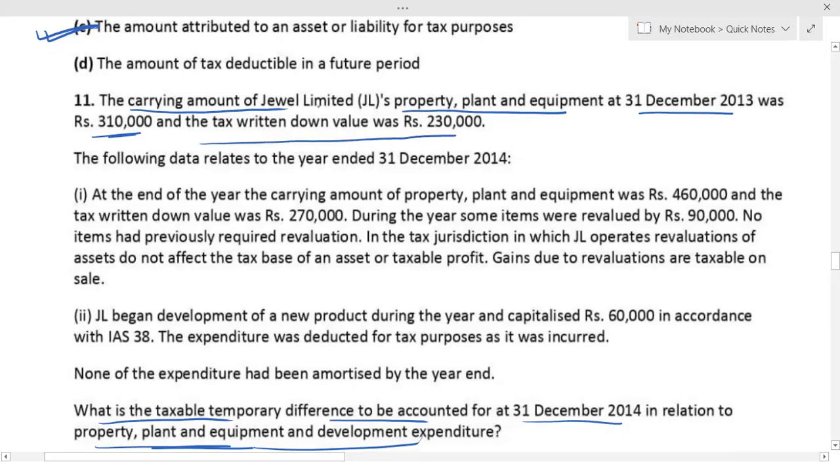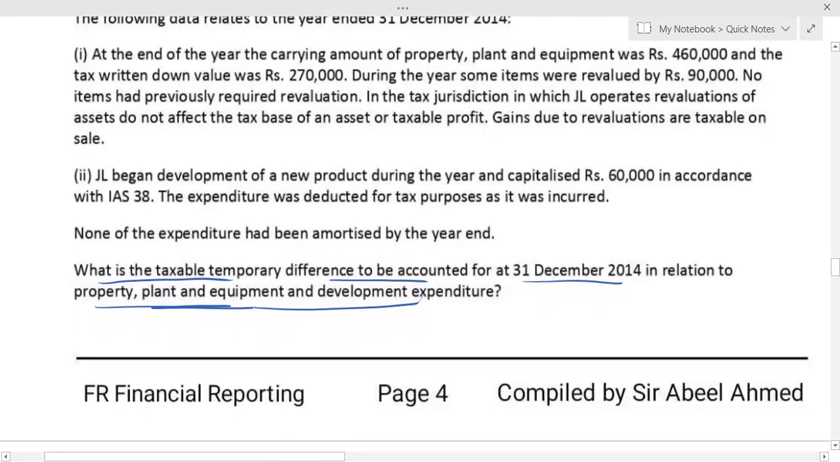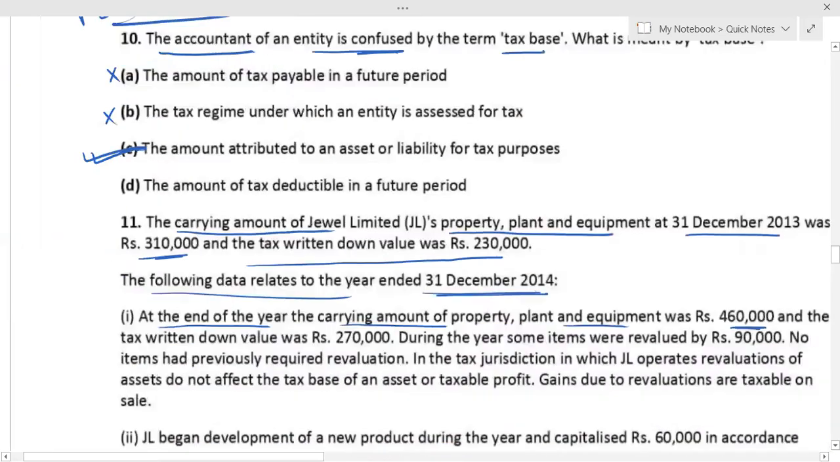That is 2013, and here the examiner is not asking for 2013. The examiner is asking what the taxable temporary difference to be accounted for in 2014 is. The following data relates to December 2014. At the end of the year, the carrying amount of the property, plant and equipment is 460.